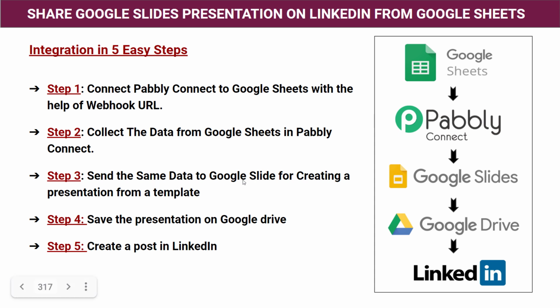After that, we have step 3. That is, you are going to create a presentation from a template in Google Slide from the data that we have collected from Google Sheets via Pabbly Connect. Now, in the 4th step, you are going to save that presentation in Google Drive and also create a shareable link. After that, you are going to create a post in LinkedIn using that shareable link. So the importance of creating this workflow is that all you have to do is build this integration once, and whenever you add a new row in Google Sheets, automatically a post will be created in LinkedIn.